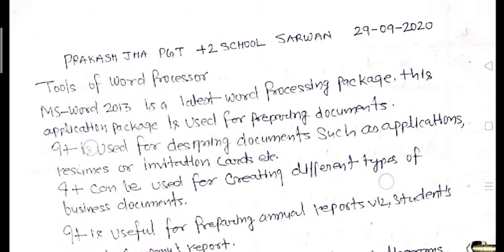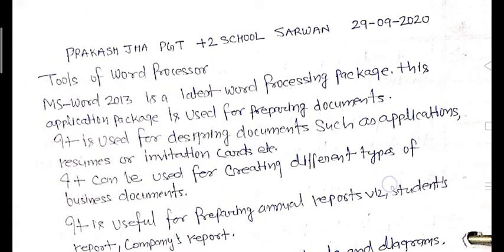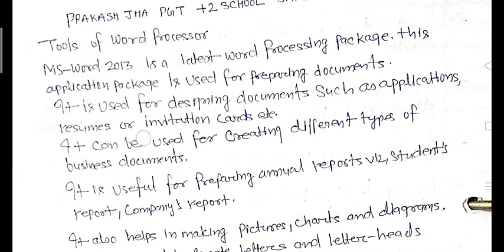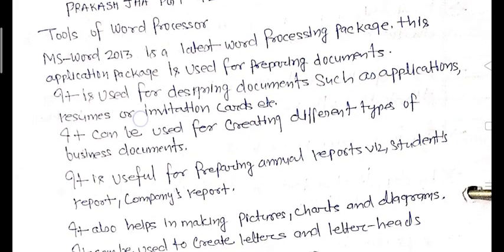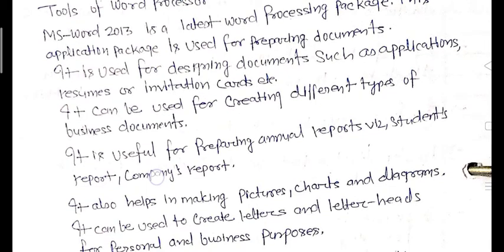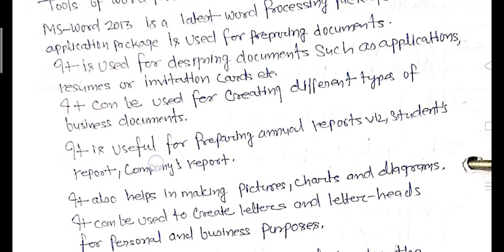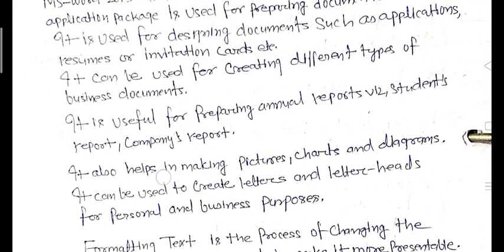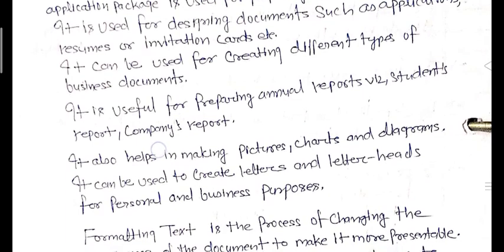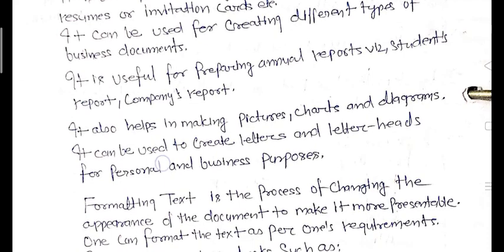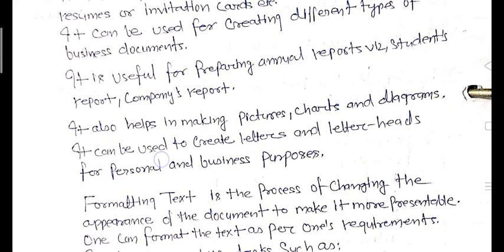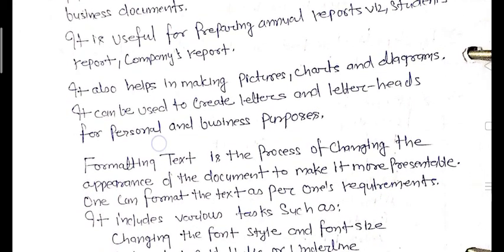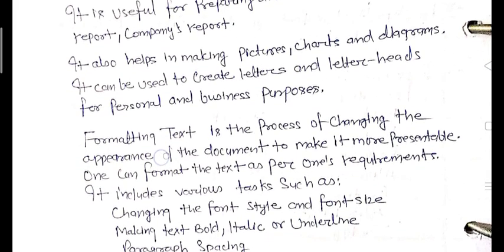Tools of Word Processor. MS Word 2013 is the latest word processing package. This application package is used for preparing documents. It is used for designing documents such as applications, resumes, or invitation cards, etc. It can be used for creating different types of business documents. It is useful for preparing annual reports, students' reports, and company reports. It also helps in making pictures, charts, and diagrams. It can be used to create letters and letterheads for personal and business purposes.